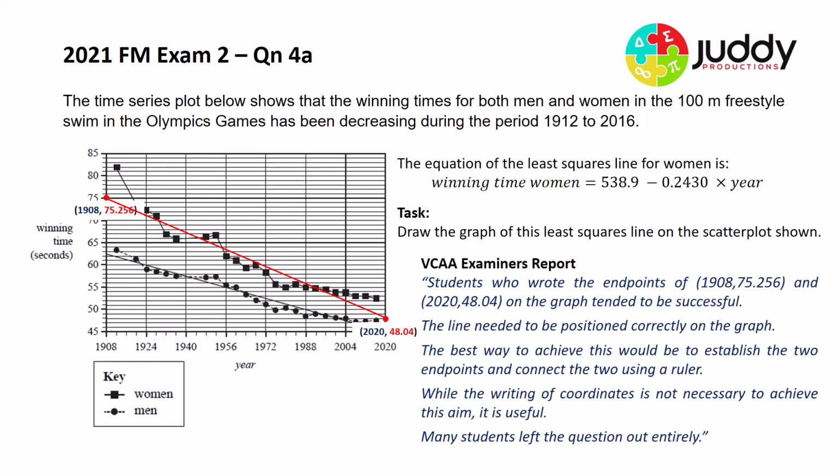Some feedback from VCAA. Students who wrote the endpoints of 1908 and 75.256 and 2020 and 48.04 on the graph tended to be successful. The line needed to be positioned clearly on the graph, and the best way to achieve this would be to establish the two endpoints and connect the two using a ruler. While the writing of coordinates is not necessary to achieve this aim, it is useful. Once again, many students left this question out entirely. These questions are too simple to simply leave out.